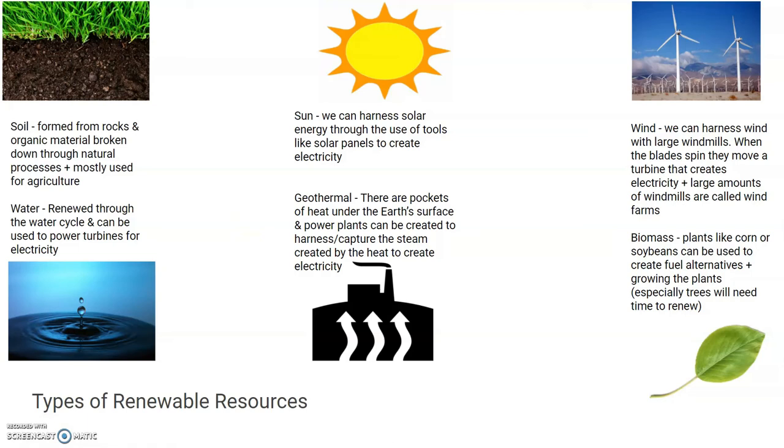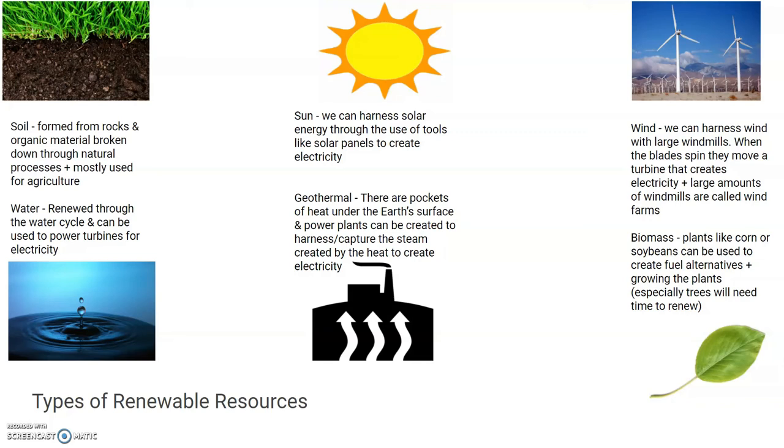Taking a look at some of these renewable resources and how they can be used to create energy, we can see that soil, it's something that we don't tend to think about, but it is formed when rocks and organic material are broken down through natural processes, and we use this resource for agriculture or farming. And with water, it's renewed through the water cycle, and it can be used to power turbines and electricity.